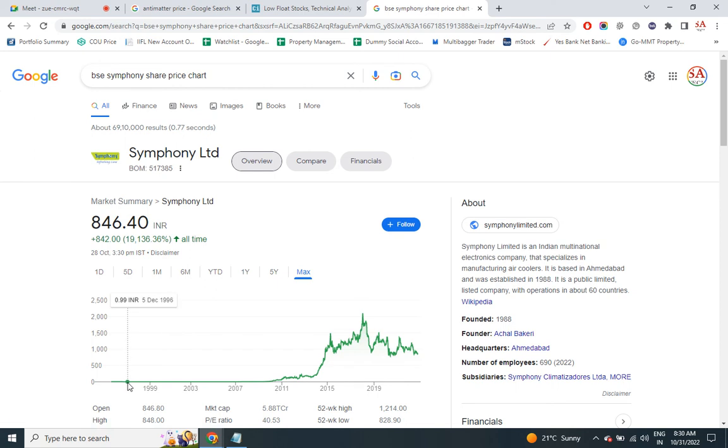Can you see here? 90 paisa. Before that it used to trade at 20 paisa. See, 20 paisa was the price in 1997. We were like school kids that time. So 20 paisa becoming 850 rupees means how much? 4,000 times. 1 lakh invested becomes 400 crore. This is the value creation. This is the power of monopoly business.